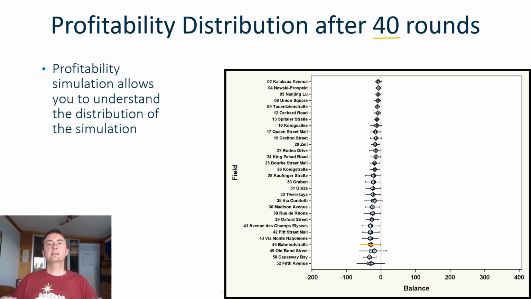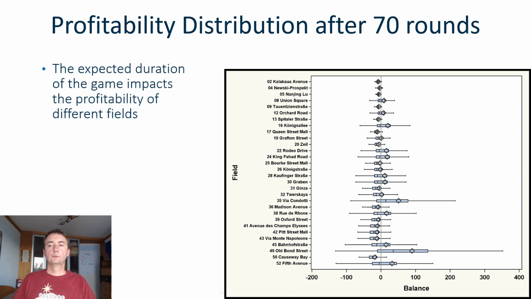So it also has an effect how long the game is played. If it only is being played for 40 rounds, this might be not enough to repay the investment for certain properties, and this only changes if you play long enough. Long enough might mean, for example, playing 70 rounds or more rounds.